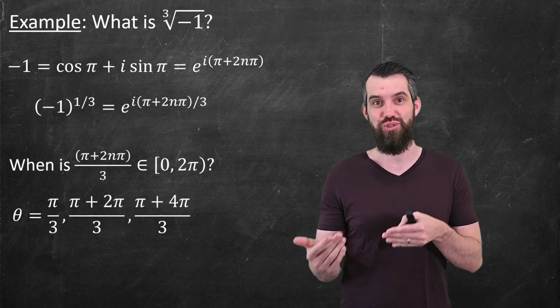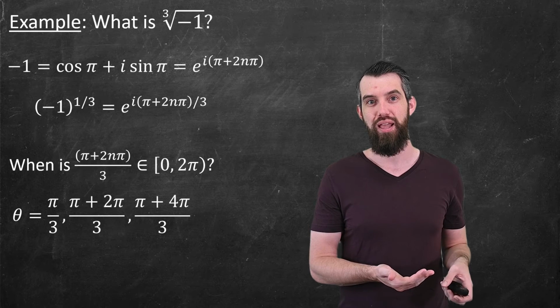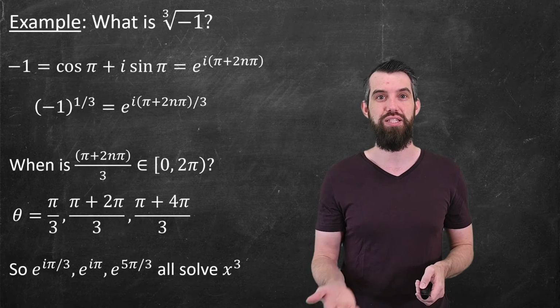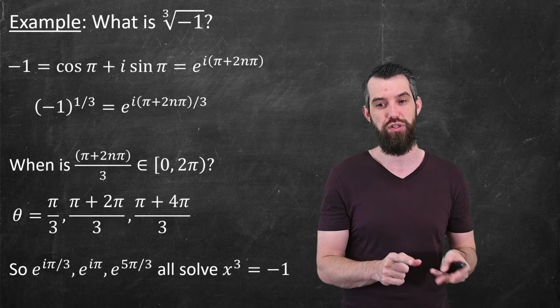3 different angles, which makes sense because we thought there should be 3 solutions by the fundamental theorem of algebra. And then I just need to write them a little bit of a nicer way. So I think what I'm going to do is say the polar form is thus e to the i pi over 3. That's the first of them.